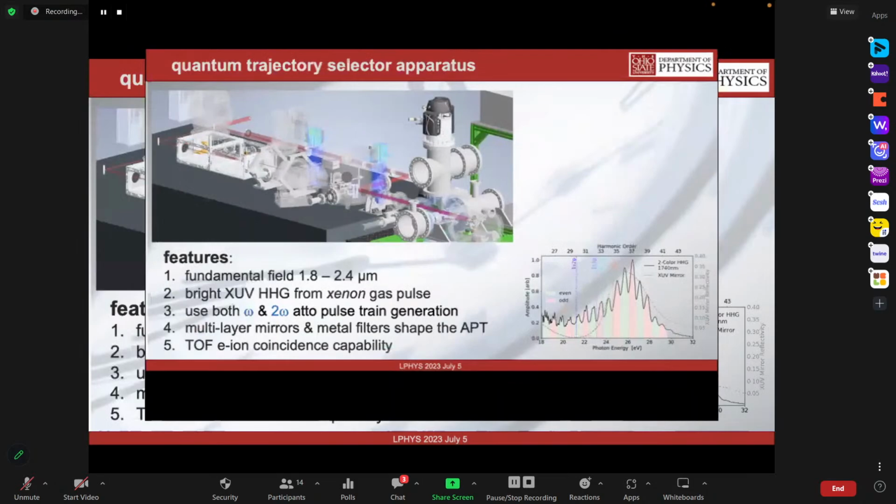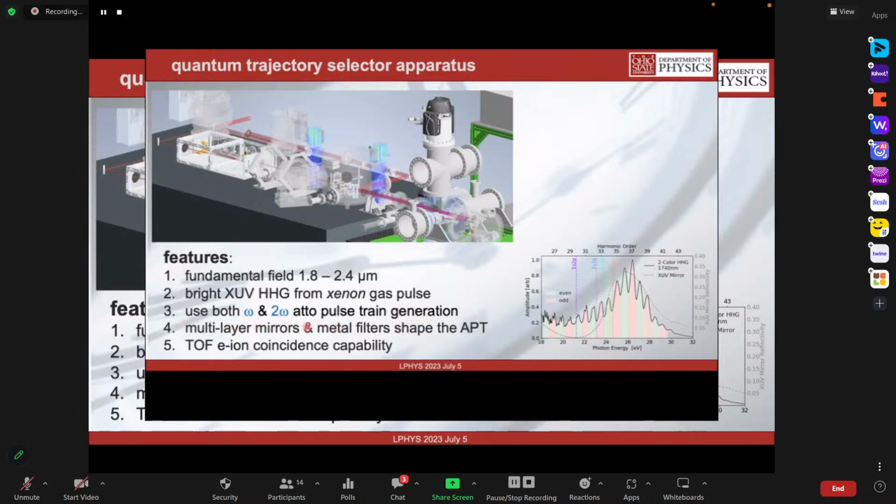So here's schematically what the apparatus looks like. Let me just tell you a few of the features that made this a very successful experiment. So our fundamental fields are anywhere between 1.8 and 2.4 microns, okay? We try to generate as bright an XUV source as we can. In the past, we were using xenon. This has become prohibitively expensive, and we have discovered other ways of actually getting very bright XUV pulses, which I won't talk about. We use both omega and omega-2omega schemes for generating attosecond pulse trains.